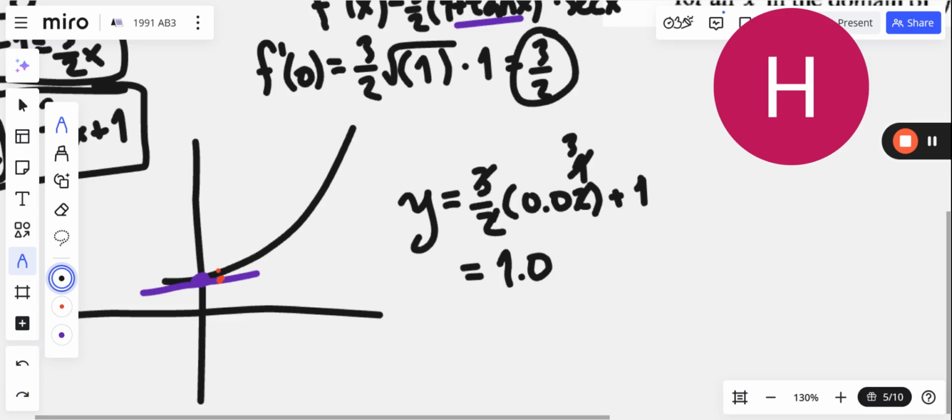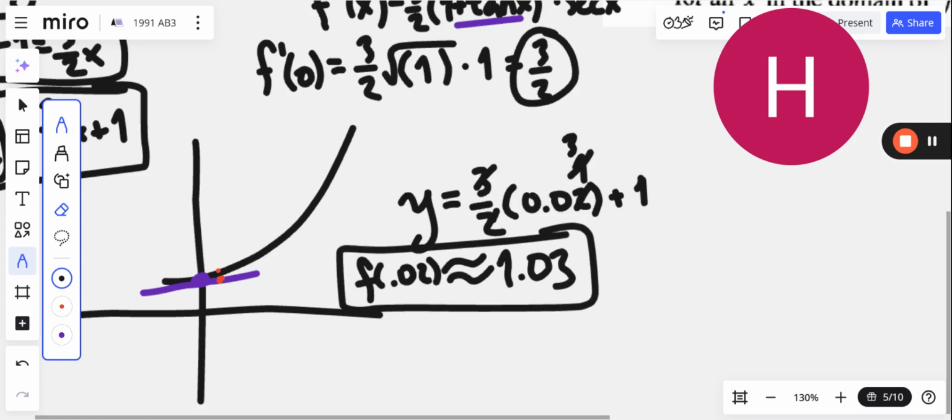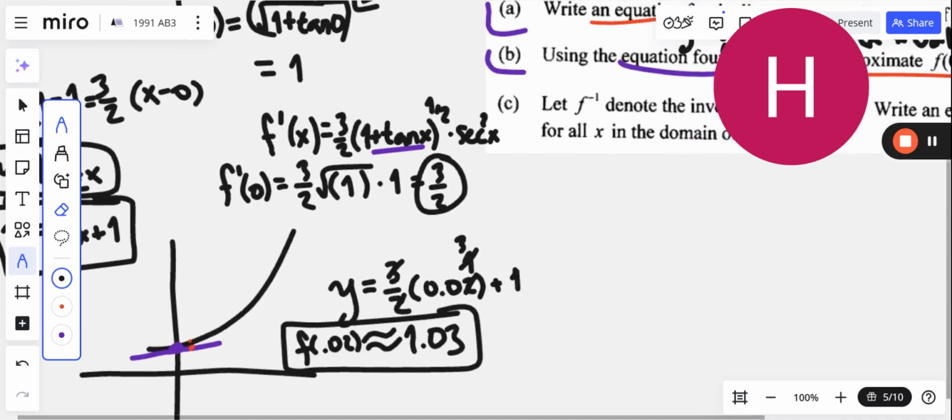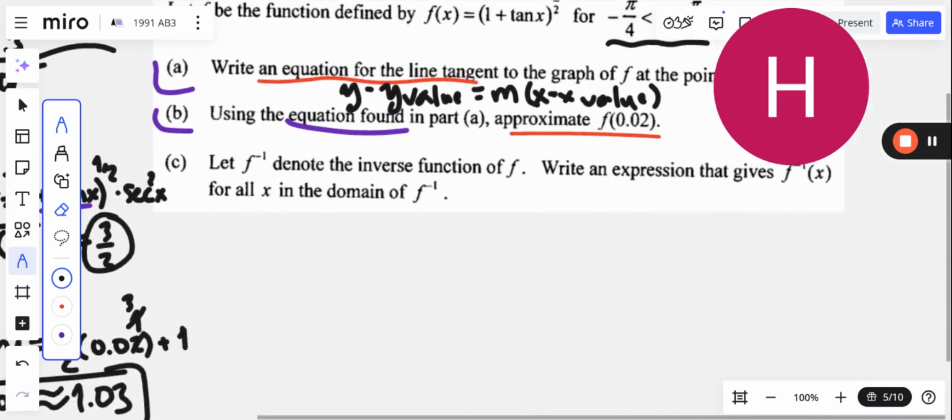So let's write that a little bit more clearly. F of 0.02 is approximately 1.03. That's just basically using the equation of the tangent line.